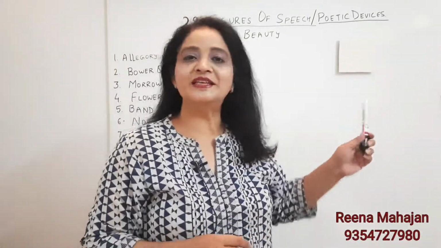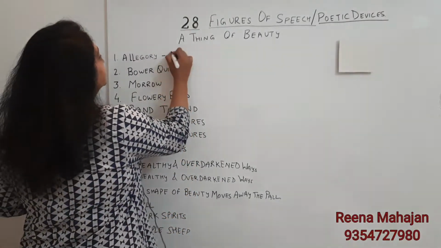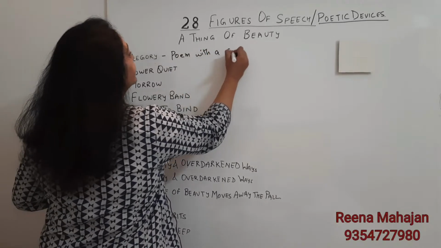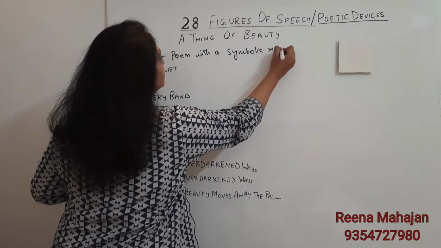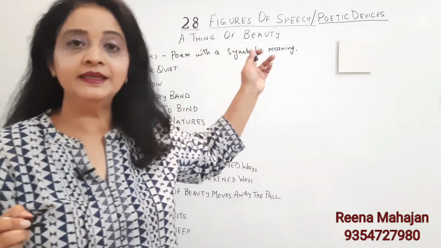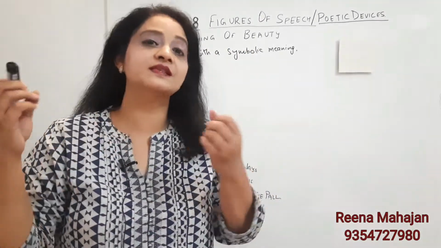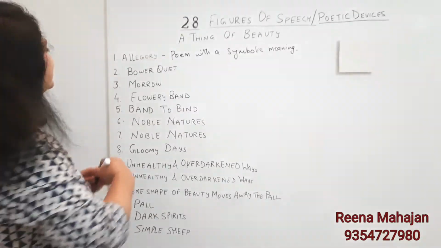The first figure of speech is allegory, that is a poem with a symbolic meaning. It has some hidden meanings in it. It has too much of imagery, symbolism in it. So that sort of poetry is called allegory, right?